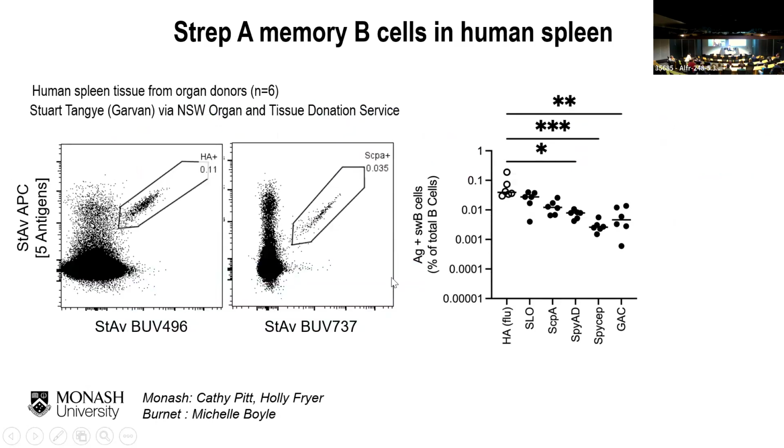We've also been looking further from blood into human lymphoid tissues. This has been a wonderful collaboration with Michelle Boyle's lab at the Burnett, through Stuart Tangye at the Garvan. So some human spleen samples from organ donors, where here we've got influenza hemagglutinin again, and just a representative Strep A antigen, SCPA, on the diagonal here. And in all of the spleens we've looked at so far, we can find Strep A specific memory B cells in the periphery, ready to guard against infection of the tonsil or protect against things like scarlet fever.